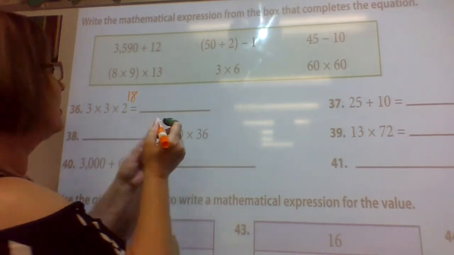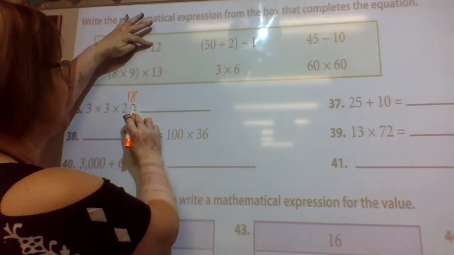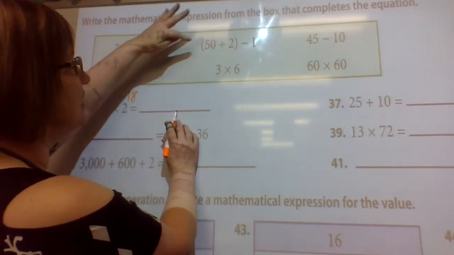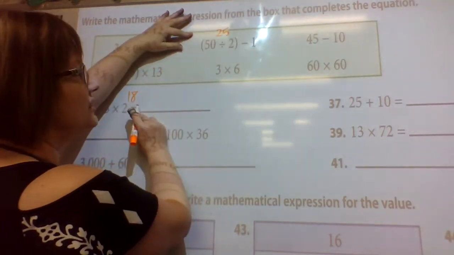Which one equals 18? If you want to, like the last one, you could go through and do all the problems first. You could even do that down here. Do all the problems first and then go up and match them. Okay, so this number plus 12 isn't going to equal 18. 72 plus 13 isn't going to equal 18. 50 divided by 2 is 25 minus 1, close, 24 but not quite. 3 times 6 is 18.